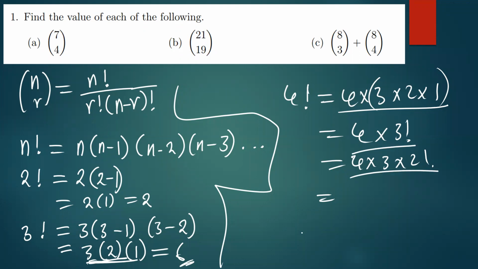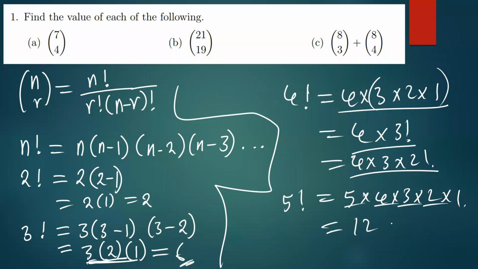If they say find 5 factorial, 5 factorial is simply 5 times 4 times 3 times 2 times 1. Then you just multiply the numbers: 5 times 4 is 20, times 3 is 60, times 2 is 120. So the answer is 120.